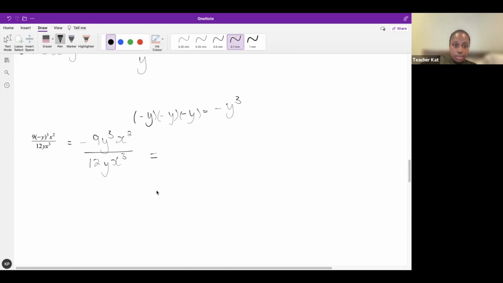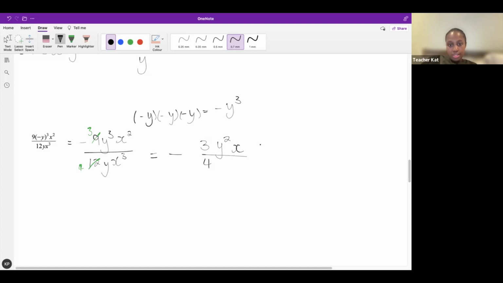All right. So we said my whole answer will be negative. What is my common factor between 9 and 12? 3 into 9, 3 times. And 12, 4 times. So I have a negative and I have a 3 over 4. Okay. Y cubed divided by y. My new exponent for y is now y squared.